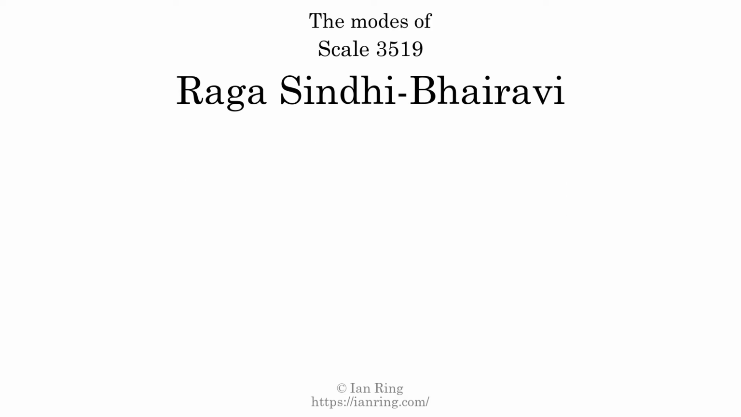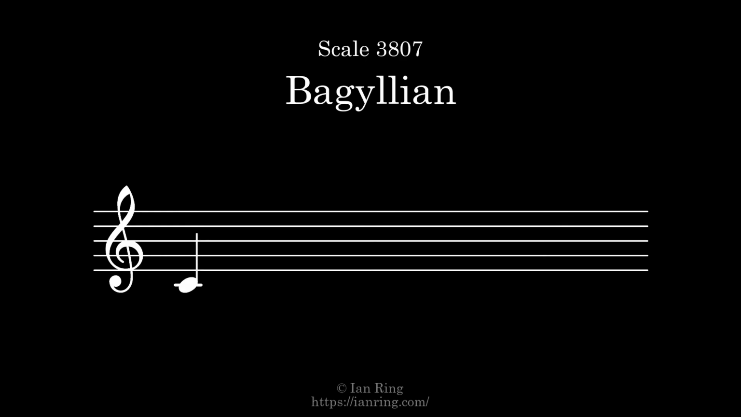This scale has 10 modes. The first mode is itself. The second mode is scale 3807, also known as bajillion. It sounds like this.